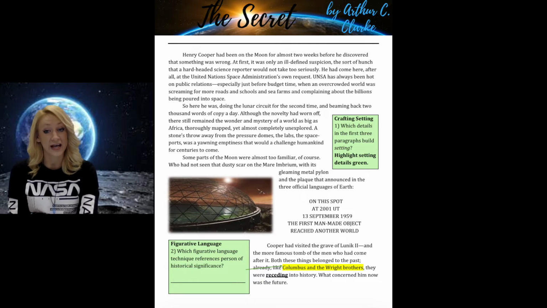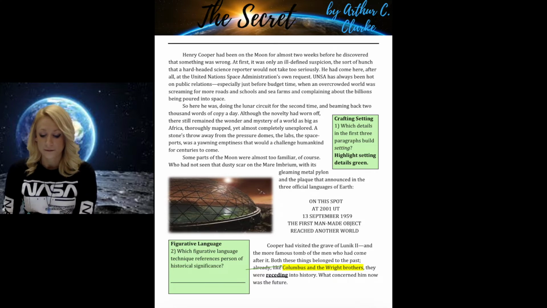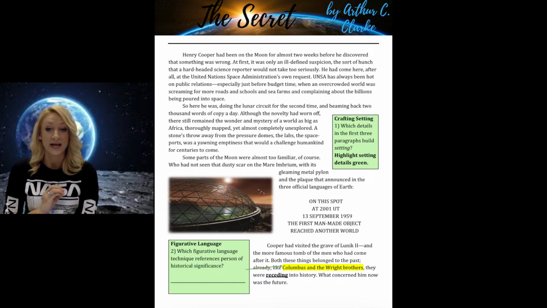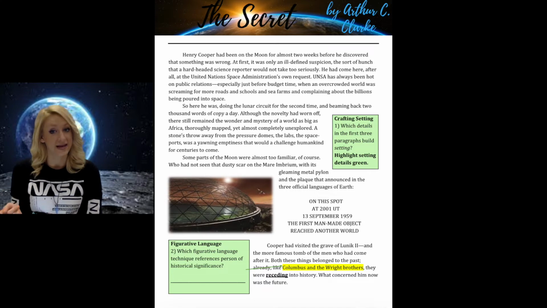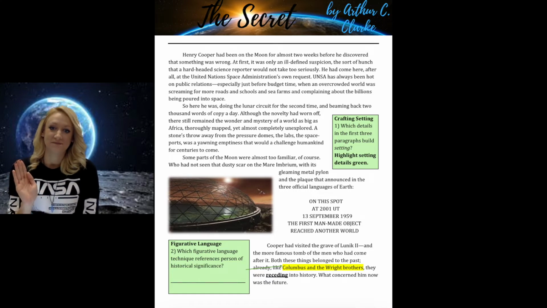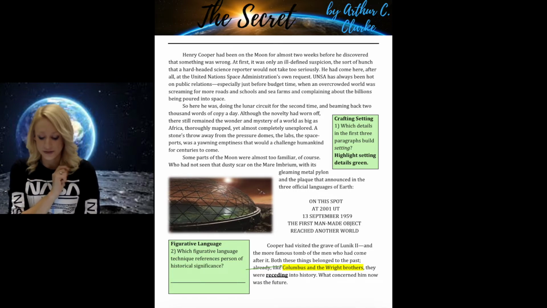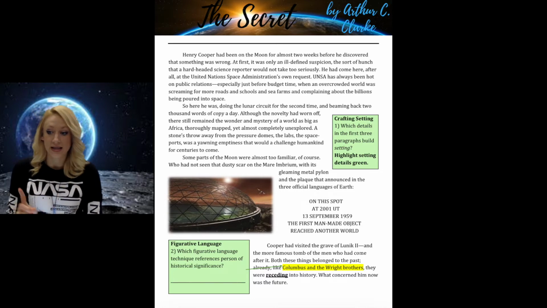Okay, let's take a look at our tasks for page 1. So the first one is crafting setting. Which details of the first 3 paragraphs build setting? Highlight those details green. So take a minute and think to yourself, what are some sections here that build setting? And this is descriptive language that's talking about where and when, details where and when the action is occurring. So pause me, go in, get your highlighter, we're doing green, and we're going in and we're highlighting sections of the text that are details that go along with setting.